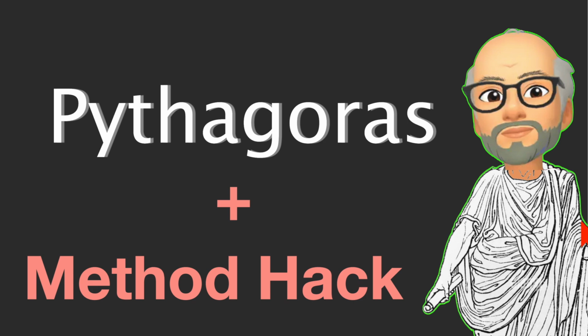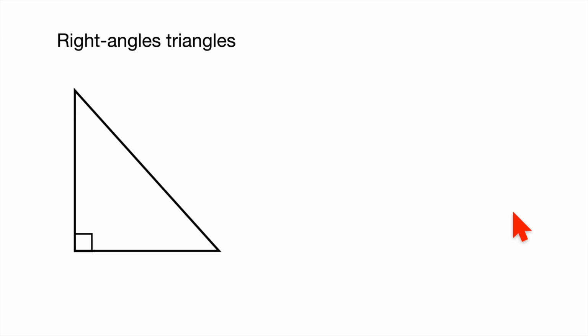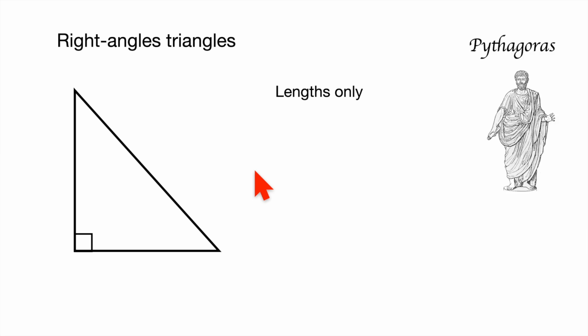Pythagoras doesn't come up often, but it's easy marks when it does, and it's worth knowing about for everyday life. Right-angled triangles. We know this is a right-angled triangle because it says so, and because it's got this square here which shows that this is a right angle, and obviously it is a triangle. Now, if the question is only about lengths, then we're looking at Pythagoras.